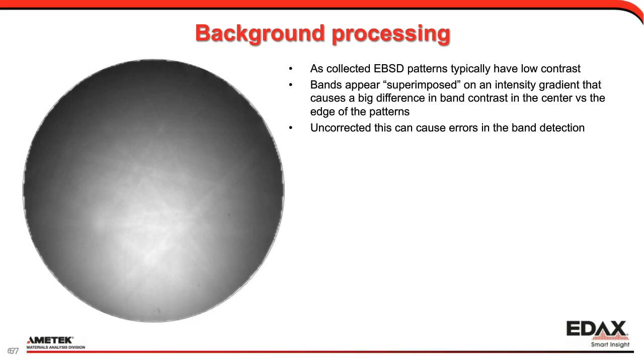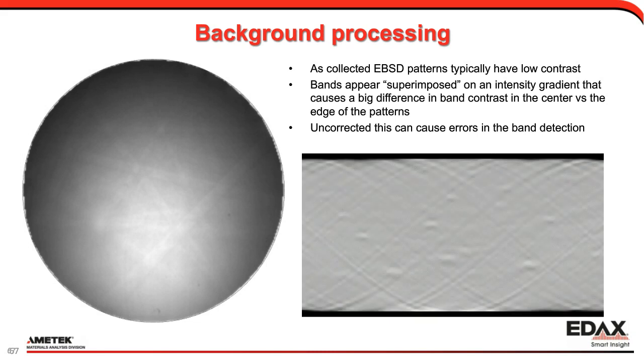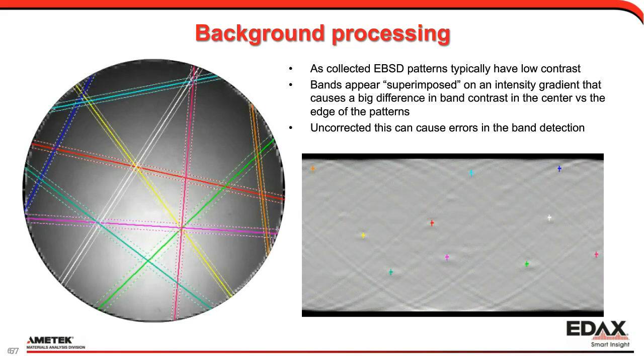So uncorrected, it can be difficult to index these patterns. And so you can see here the Hough transform, there's a lot of artifacts there, and the actual bands are very weak. The peaks corresponding to the bands are very weak. And you can see the indexing can still actually work. The Hough does a remarkable job at times. But how can we improve the patterns?